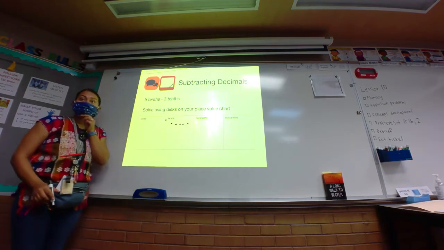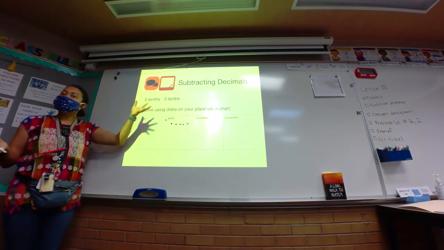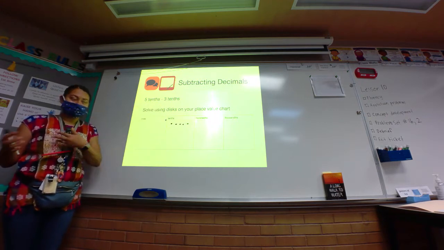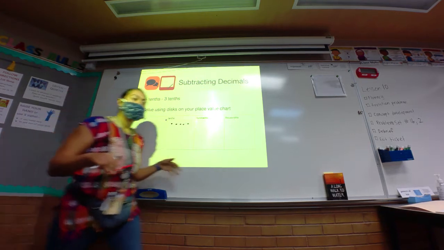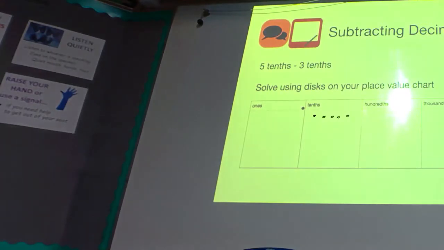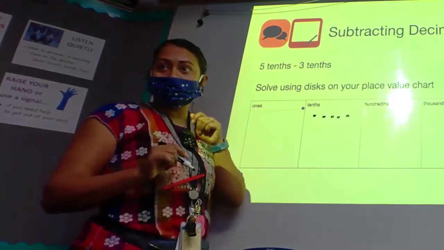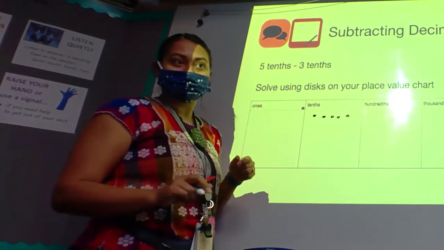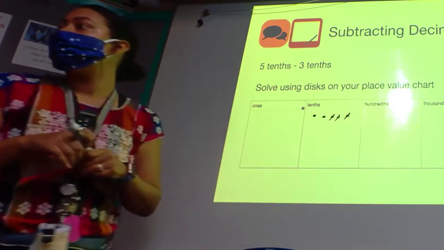Got it? So now, since we're subtracting, we're going to take away, right? We're going to take out some. It's kind of like we're sharing or they're going away. So what you can do is you can cross out 3 of the tenths, or you can erase with your finger 3/10. Okay? So 1, 2, 3.